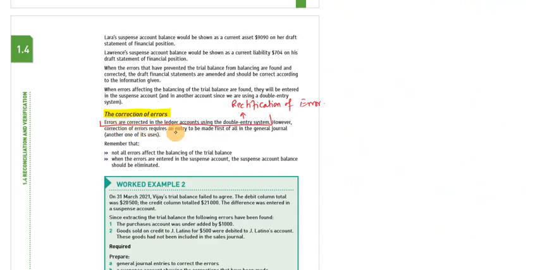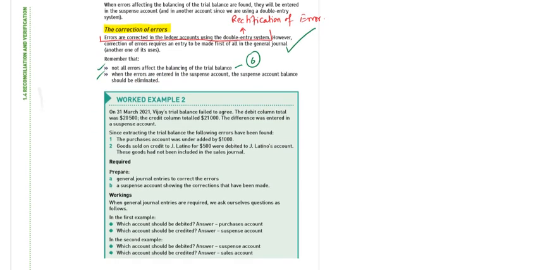However, correction of error requires an entry to be made first of all in the journal and ledger. We already discussed this. Remember that not all errors affect the balance of the trial balance. We have discussed the 6 errors that don't affect the trial balance. When the errors are entered in the suspense account, the suspense account balance should be eliminated. When we have rectified the error, then automatically the suspense account will be eliminated. So we have already discussed these 2 points.